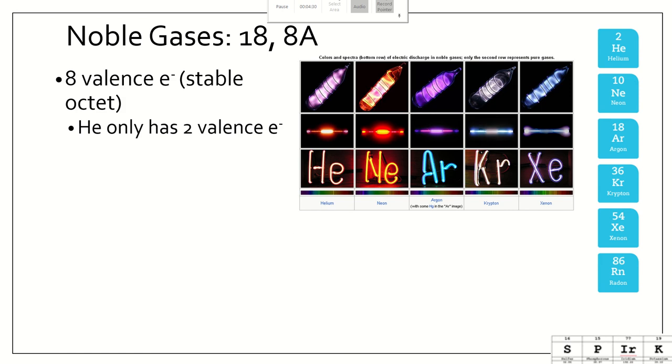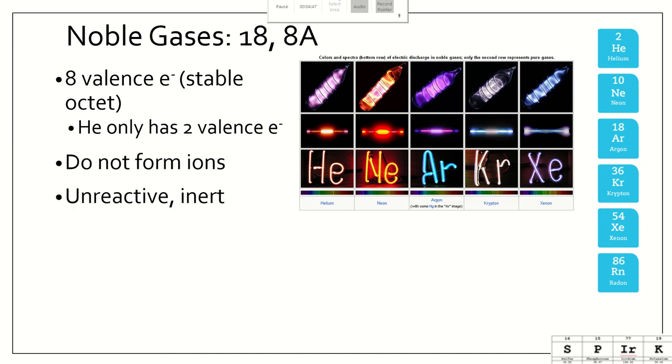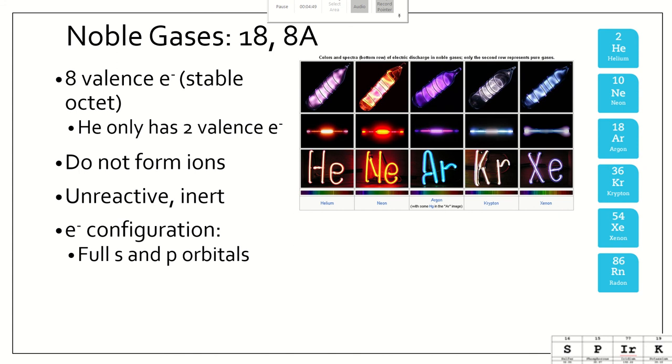The last group we're going to discuss is the noble gases. They all have 8 valence electrons, which is a stable octet, except for helium. Helium only has 2. The reason it only has 2 is because that first shell or energy level of electrons can only house 2 electrons. They do not form ions because they're happy with all 8 electrons. They don't want to gain or lose anymore. They're happy where they're at, which means that they're unreactive and they're inert.